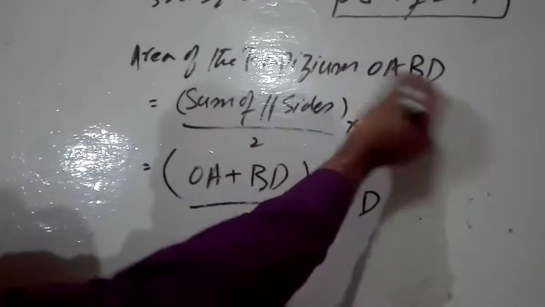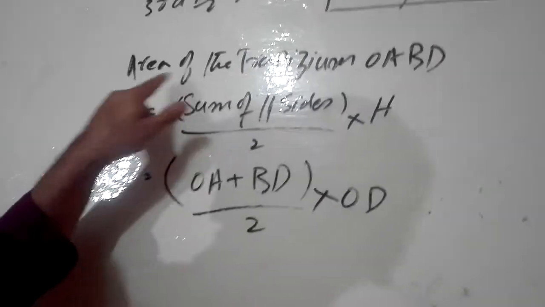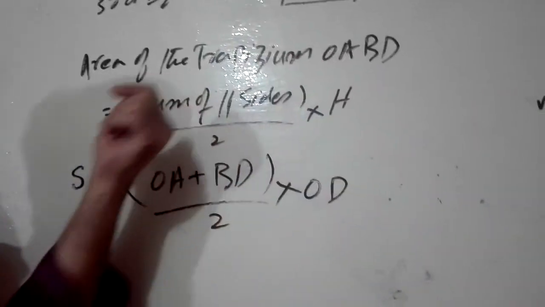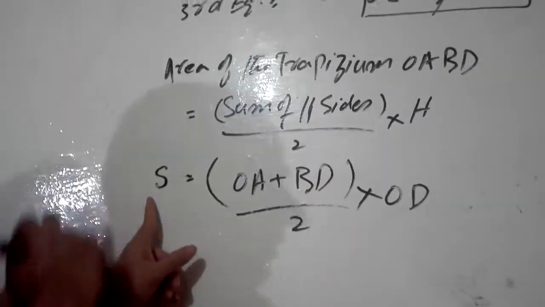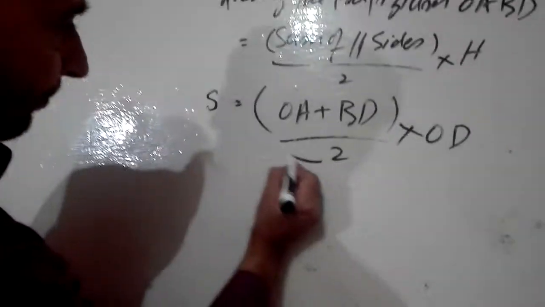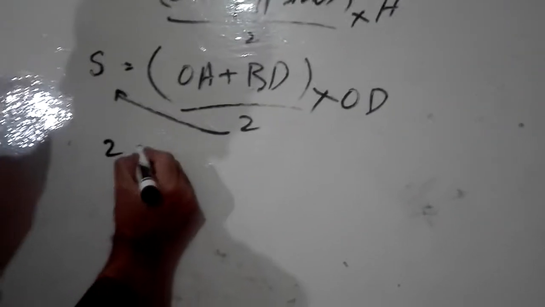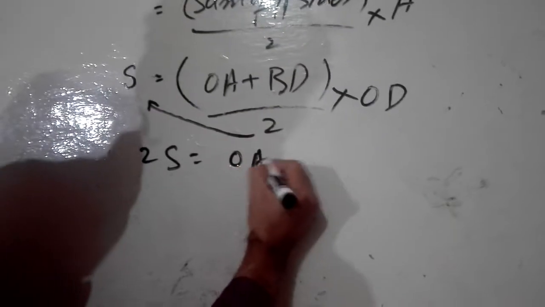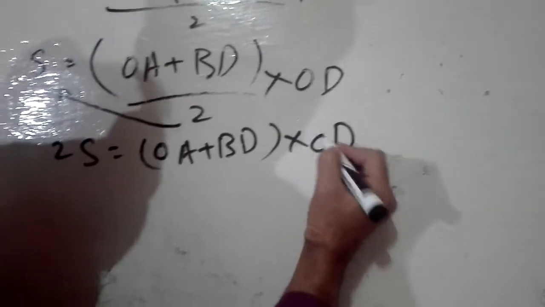Now the area of the trapezium is denoted by S. Clearly you know the area of the trapezium OABD, the area under the graph, represents the distance, and distance is denoted by S. So that's why you have written S. Okay, now you have to simplify. Just do cross multiplication. 2 by S, we will get 2S equals (OA plus BD) into OD.